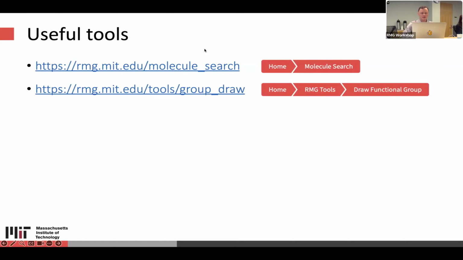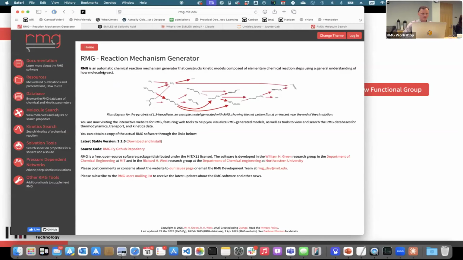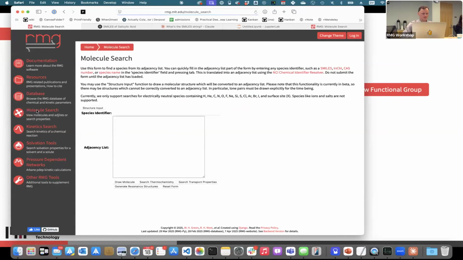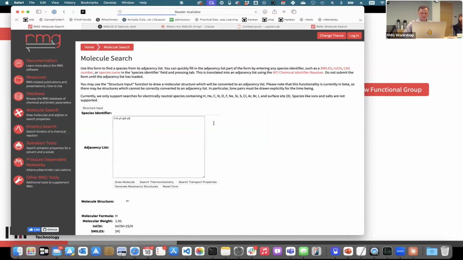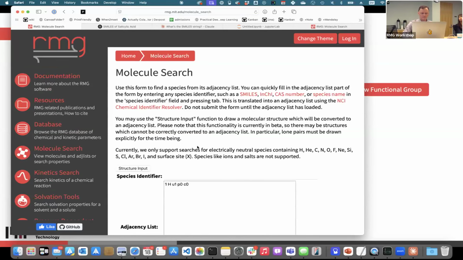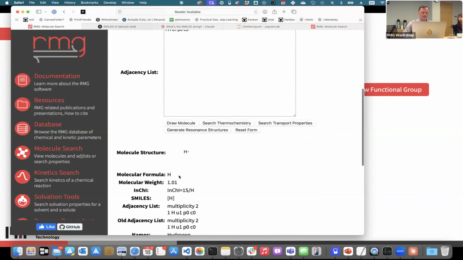Useful tools I will demonstrate. If we go to the RMG website, the molecule search is a great place to come to. Here you can type in a full adjacency list. So I can say I've got a hydrogen atom with 1 unpaired electron, 0 pairs, and 0 charge. And I tell it to draw the molecule, and it draws my little H atom.